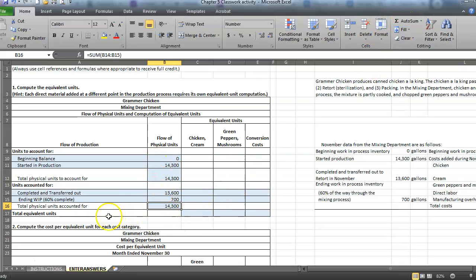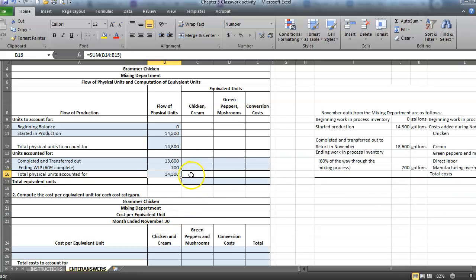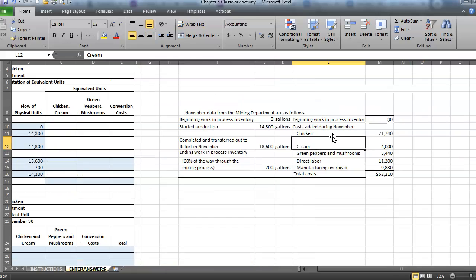Okay? Now, the next step then is how do we determine our equivalent units based on the different departments? In these cases, we just want to make certain we gather the correct information. So what do we want to put in these cells? Well, it really does depend. What we're going to do is look at the information over here.